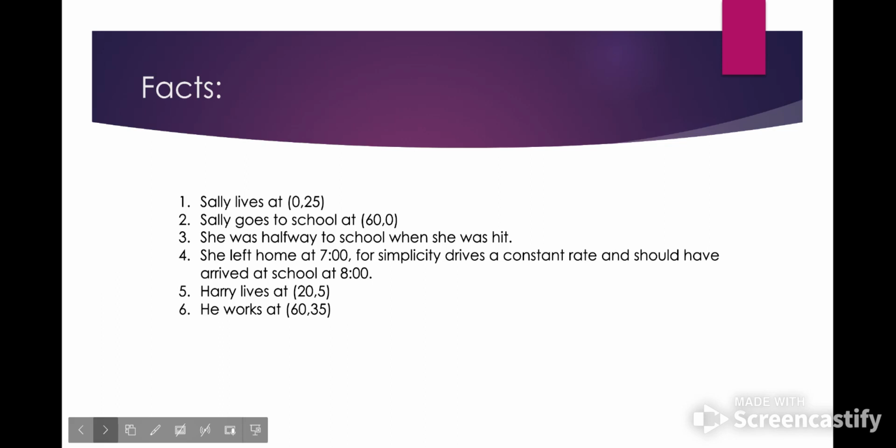And then of course we can find the speed for Sally. We know how fast she was going. And because we know the point of intersection and the fact that she was halfway, we can figure out that they actually intersect at 7:30 or so. What we don't have is what time Harry leaves his house. We don't know what time he gets to work. We don't know how fast he's going because of that.